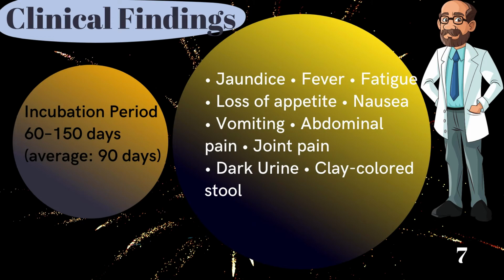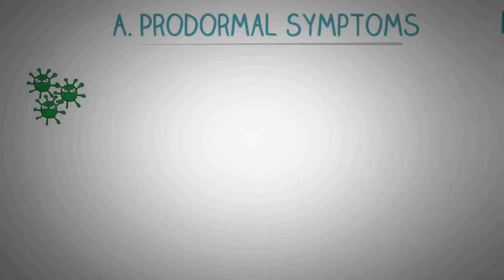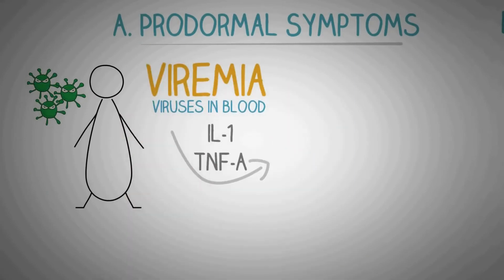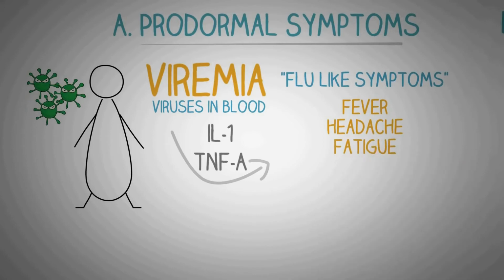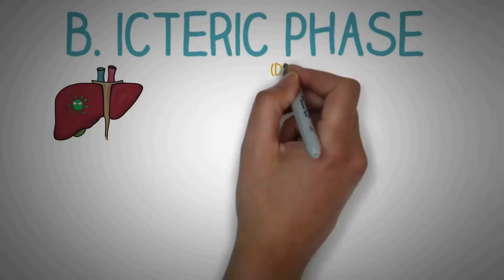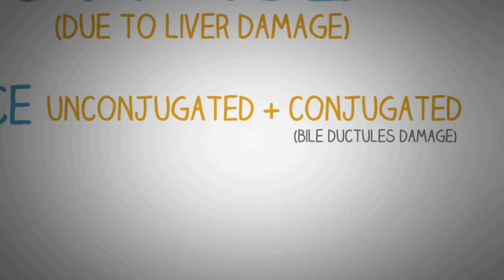The clinical features we can divide into 3 phases: prodromal, icteric, and convalescent. In the prodromal symptoms, you can find release of interleukin and tumor necrosis factor. This viremia in the blood may release interleukin and tumor necrosis factor, and this may lead to flu-like symptoms: fever, headache, and fatigue. And sometimes anorexia, nausea, joint pain, muscle pain, and skin rash.